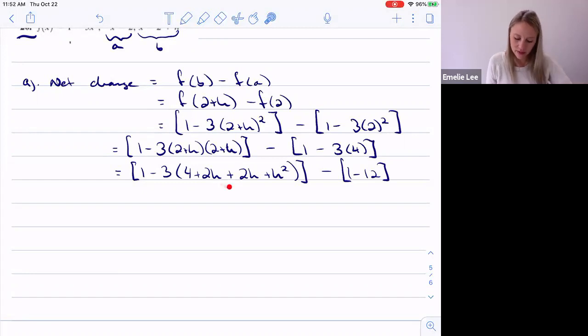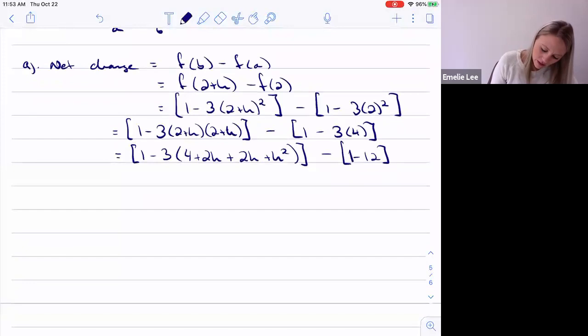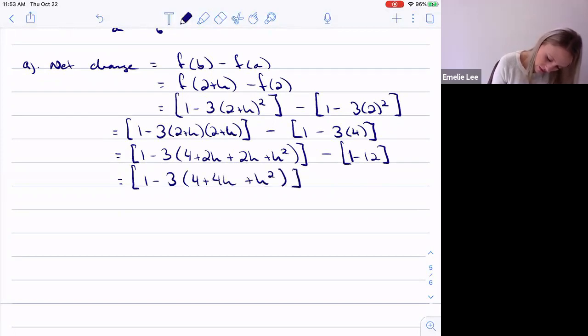So here, what I mean is some of you might go, well, there's only 2 of you here. You might go to 4 plus 4h plus h squared immediately, and that's totally fine. I just always write them out so I don't forget anything. I'm just highlighting that this should be 1 minus 12. So I get 1 minus 3 times 4 plus 4h plus h squared minus negative 11.